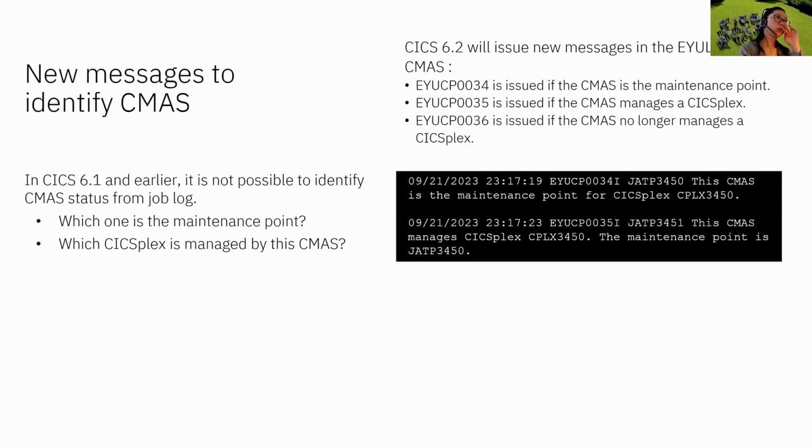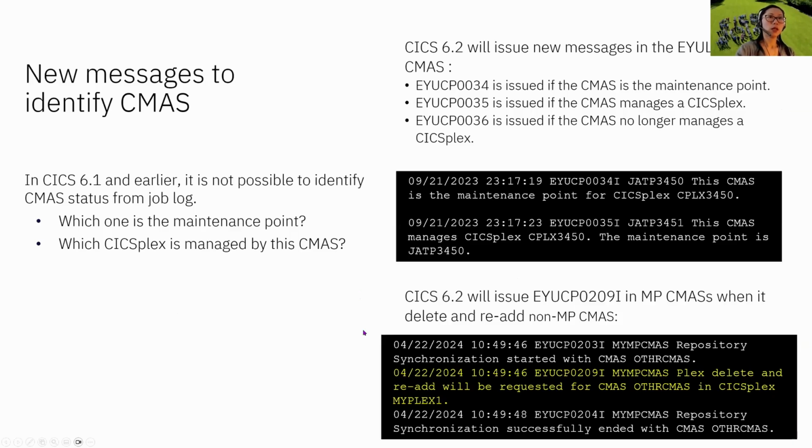For the CMAS, you can now also identify whether a CMAS is a maintenance point, and also whether a CMAS manages a particular CICS or no longer manages CICS. So using those matches, you can answer the questions here. Then you will also see EYU CP0209 information message in the maintenance CMAS when it deletes and re-adds a non-maintenance CMAS. So those new messages would help you with these CMAS circumstances.